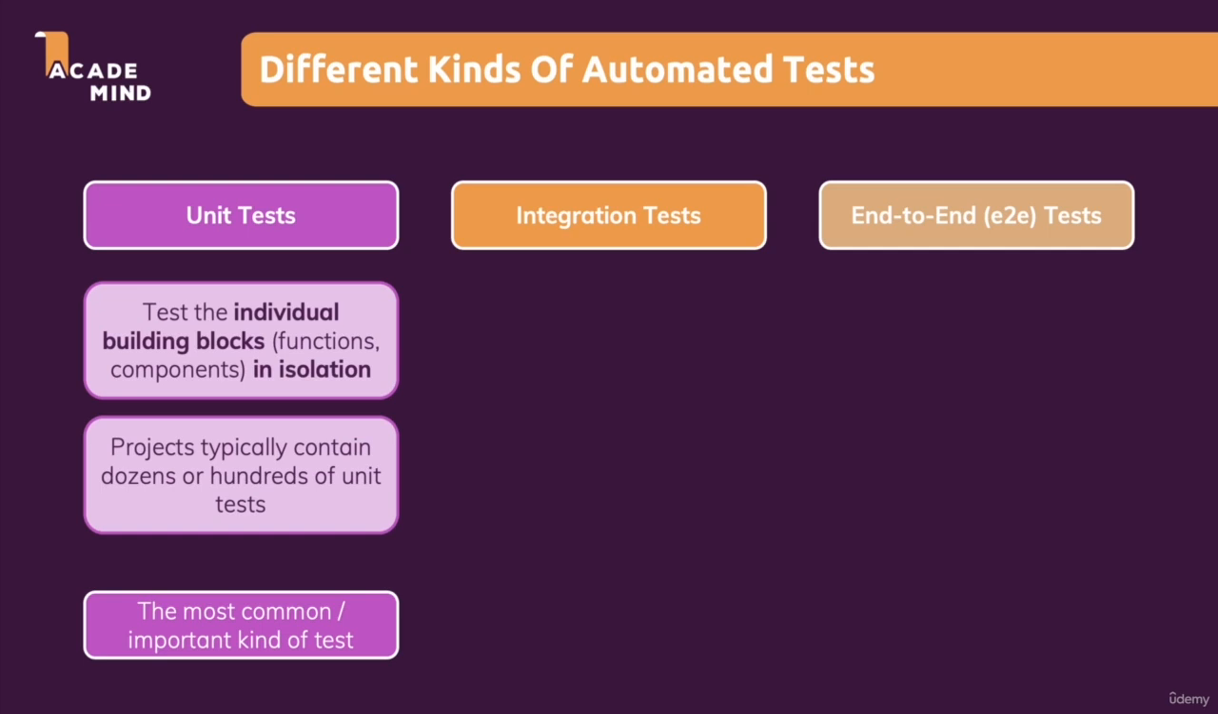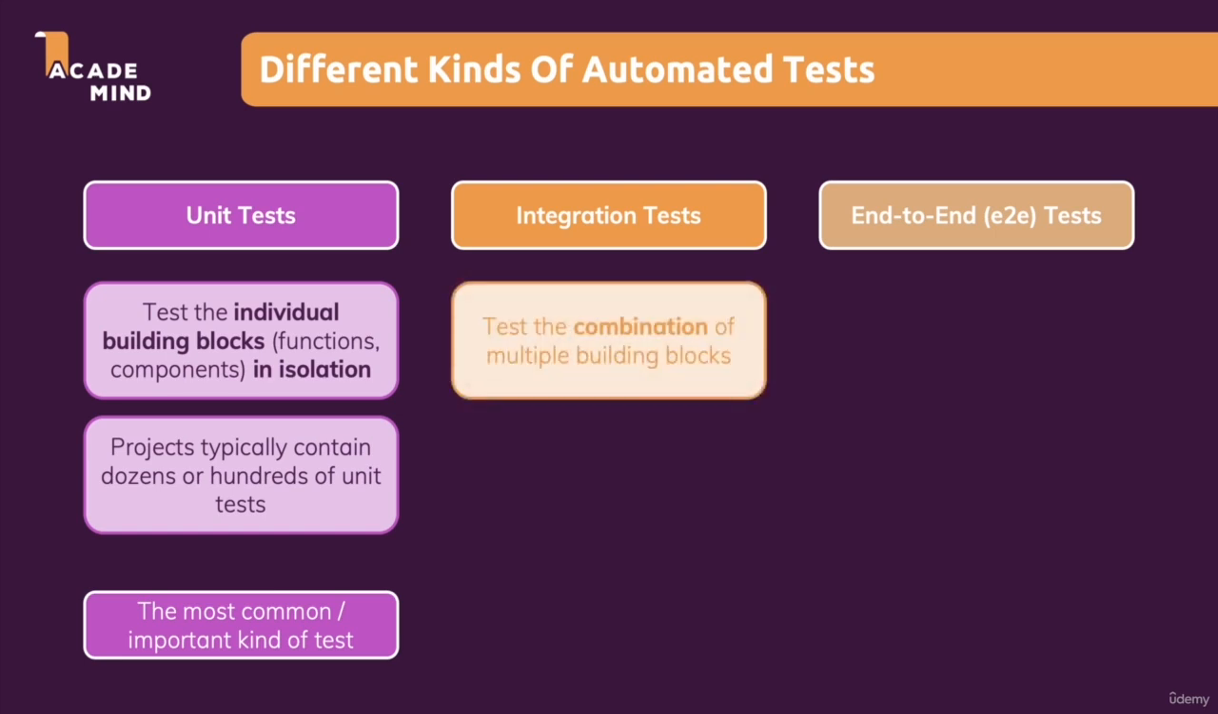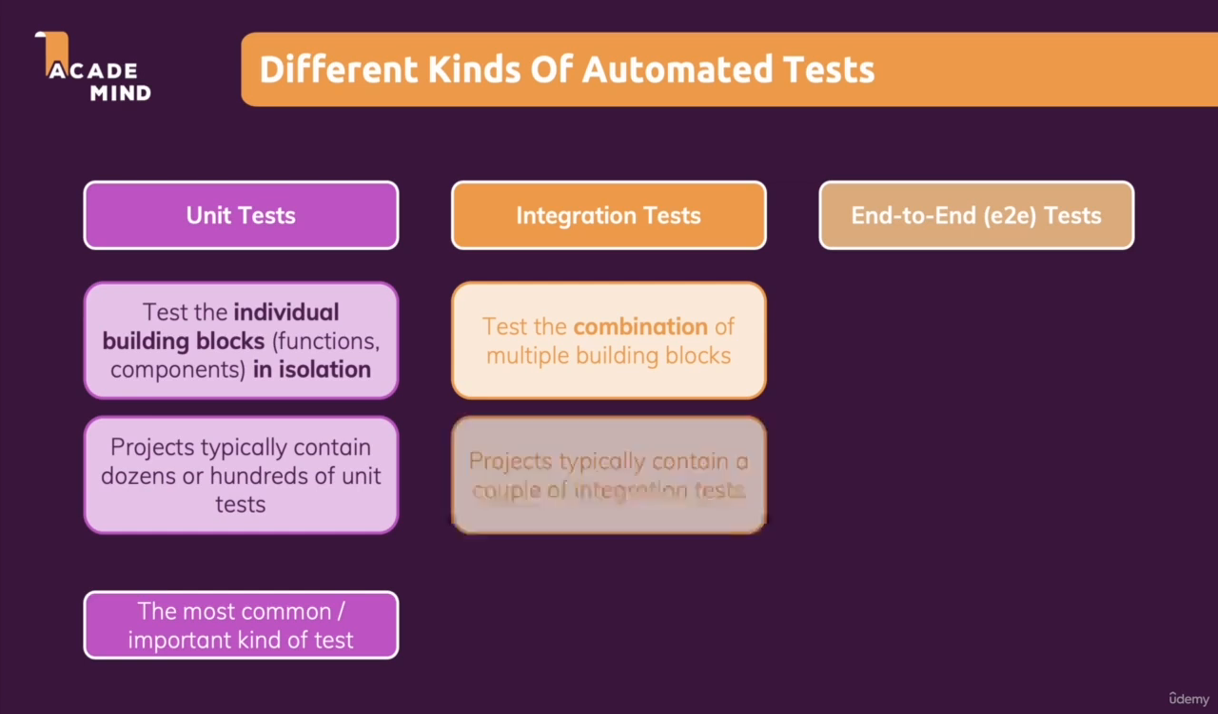And the idea simply is that if you test all the individual units on themselves, the overall application will also work. But to verify that the overall application really works, if you put together all those units, we have integration tests. Here, we test the combination of multiple building blocks, for example, multiple components working together. And projects typically contain a couple of such integration tests, but not as many as you have unit tests.